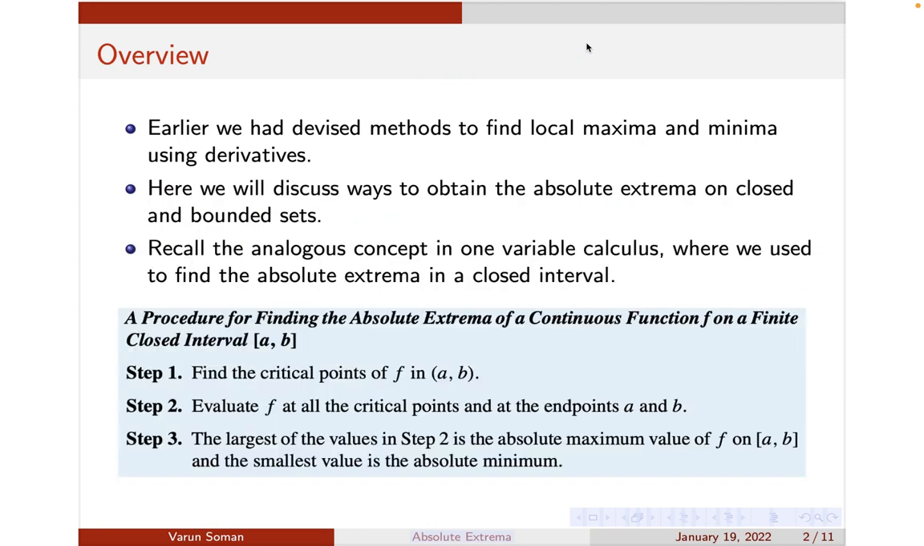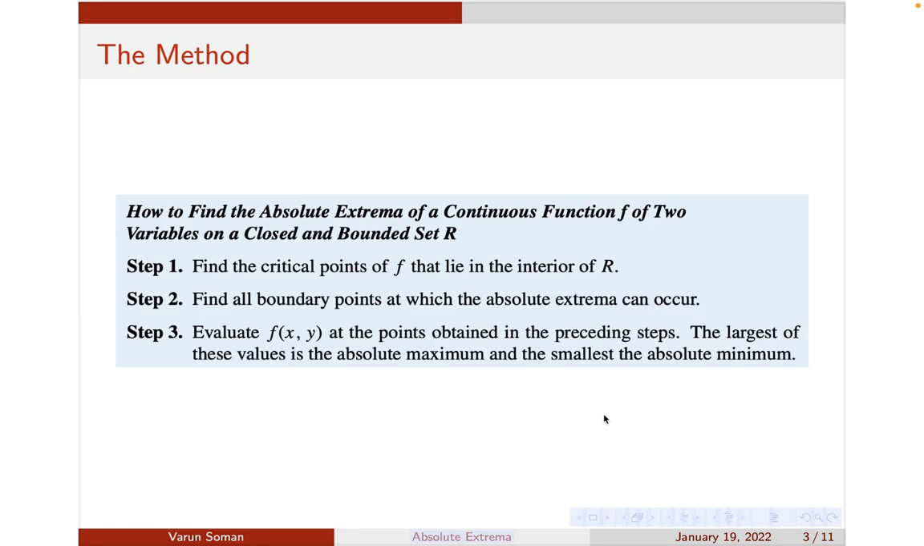This was the method which was done in one variable calculus, as I explained. You will find the critical points in a, b. Then you will check at the endpoints a comma b. Then the largest value will be the absolute maximum, and the smallest value will be the absolute minimum. So the same method will actually be extended to the two variable case.